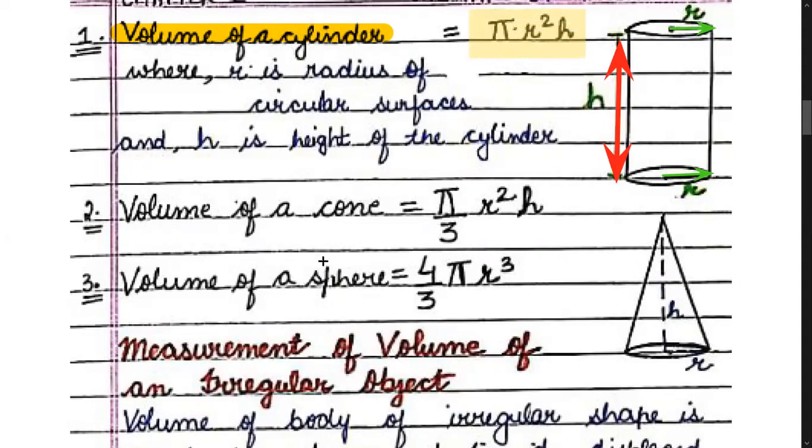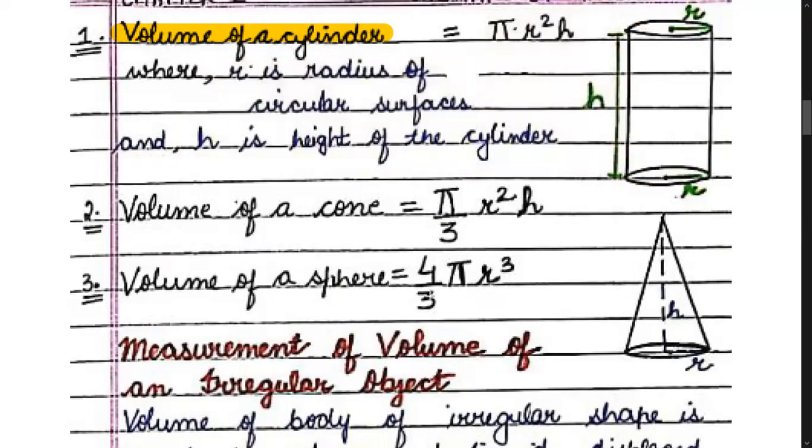What is volume of cylinder? It is pi, that is 22 by 7, r square multiplied by h, where r is the radius of the circular surfaces, that is the base and the top of the cylinder. They are circular in surface. And h is the height of the cylinder.